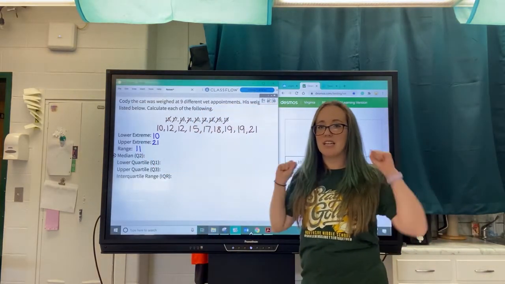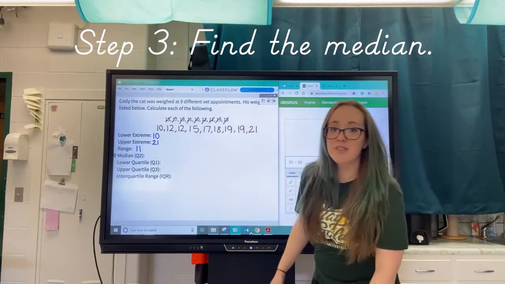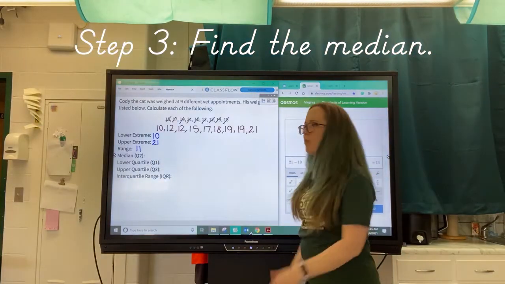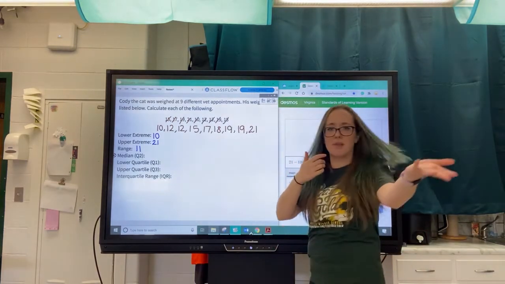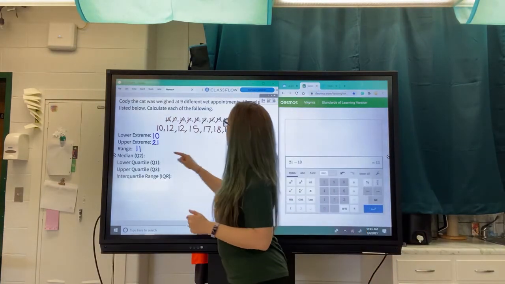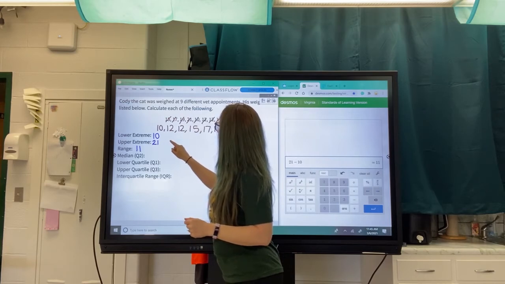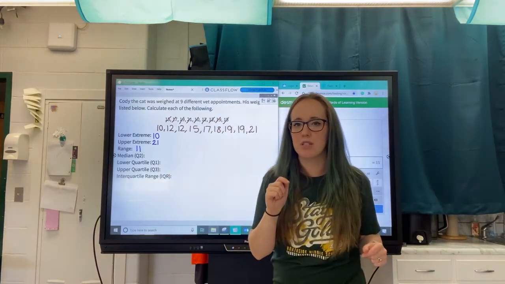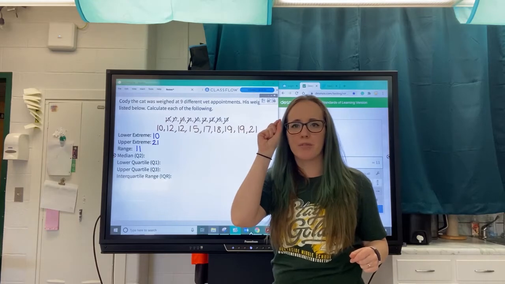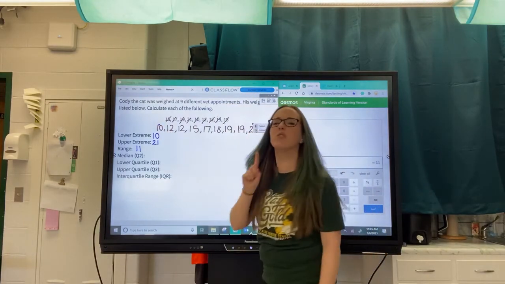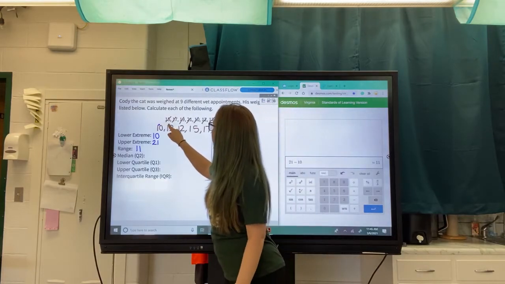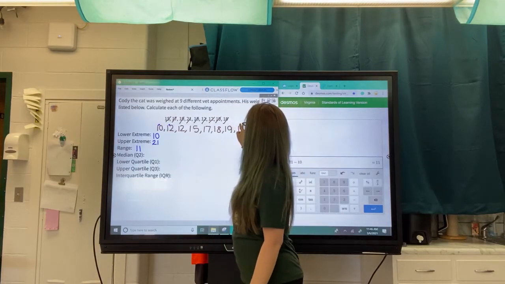All right. Step 3, find the median. Okay, we can do median. We've done that before. This is not new. Let's find the median. So let's start crossing some numbers out. Actually, here's what I'm going to do instead of crossing them out. I'm just going to put a little dot above them. Okay, so 10 and 21. And you'll see why later. 12 and 19.